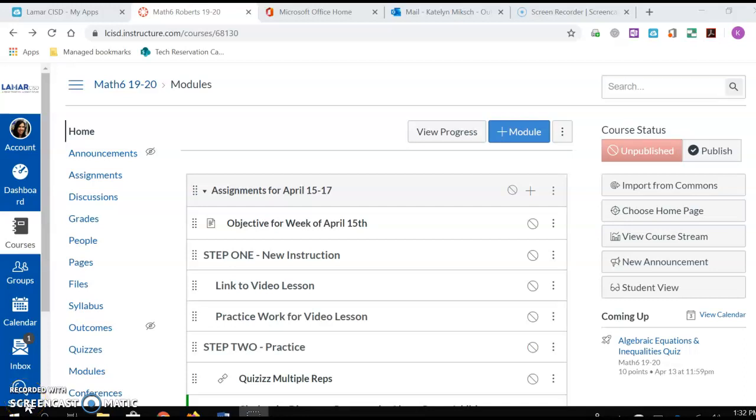Hi students, I'm going to go over the lesson for this week, which is multiple representations. We were actually working on multiple representations before we left for spring break, but we never got to take our test over that. So hopefully this will all look familiar for you.